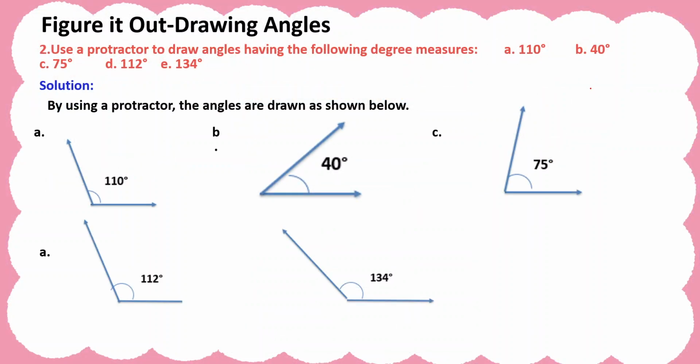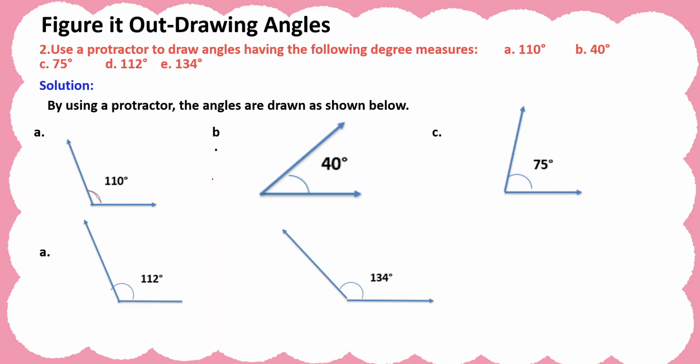Let us see question number 2. Use a protractor to draw angles having the following degree measurements. First one is 110 degrees. So we have drawn this in section A here. First we have drawn a straight line. Then we observe this line, which is at 110. We have notated it here. Then we joined this line and marked this value as 110 degrees.